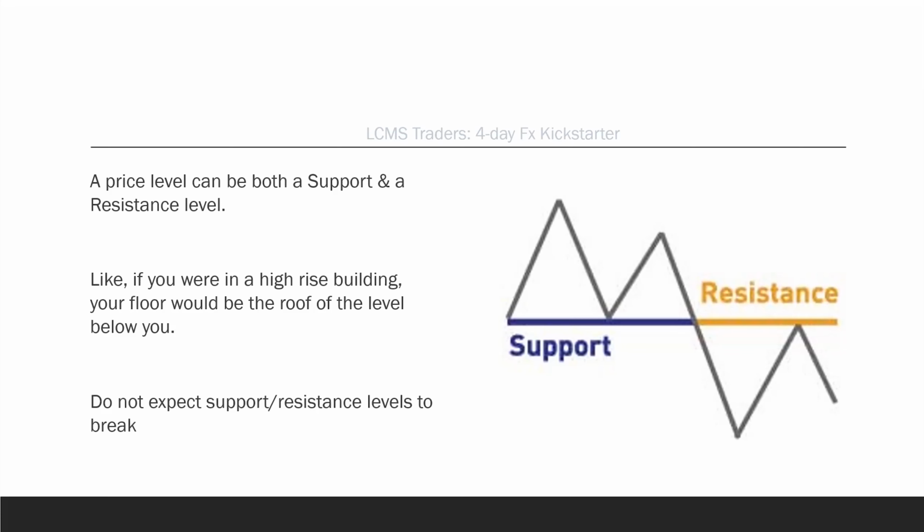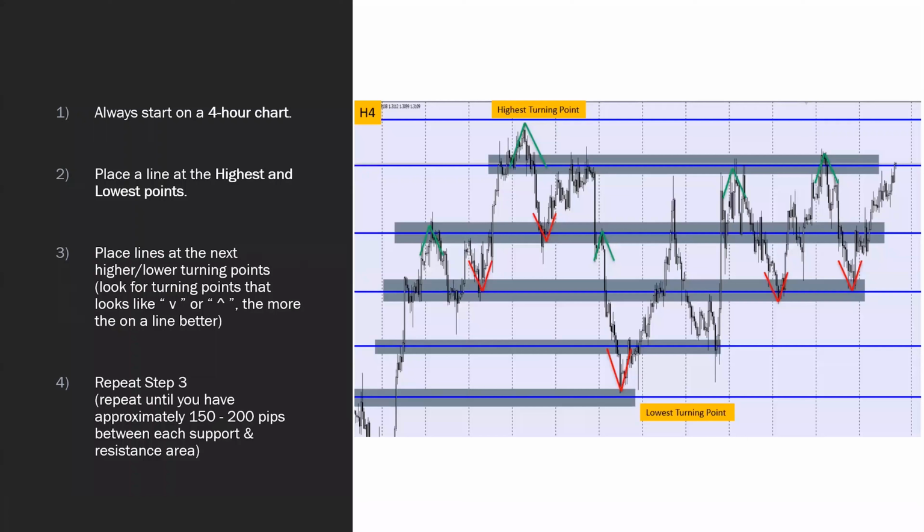So how do you draw support and resistance lines? First, always draw it on the H4 time frame. Always on the H4 chart. Then, step 2, place a line at the highest point and also the lowest point. Then from there, you start placing lines at the next higher or next lower turning points, looking for turning points that should look like a V shape.